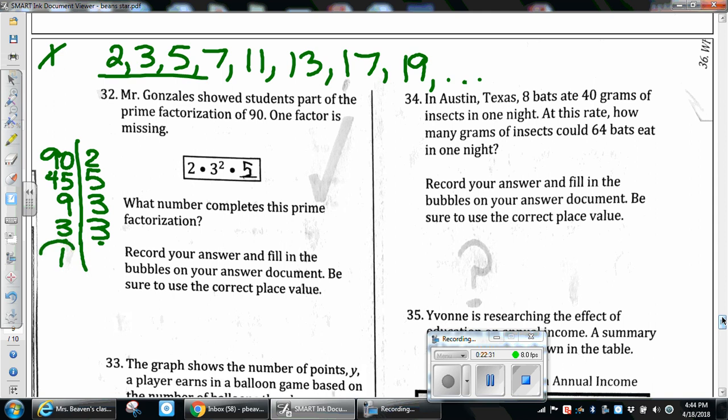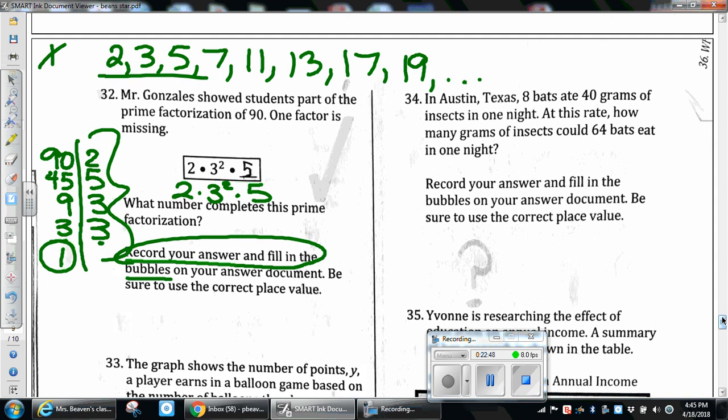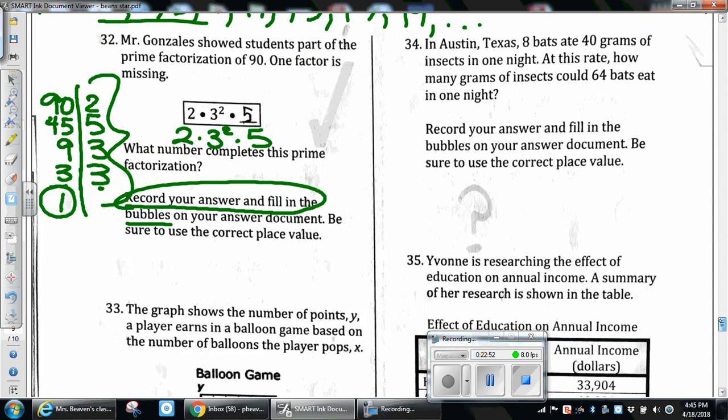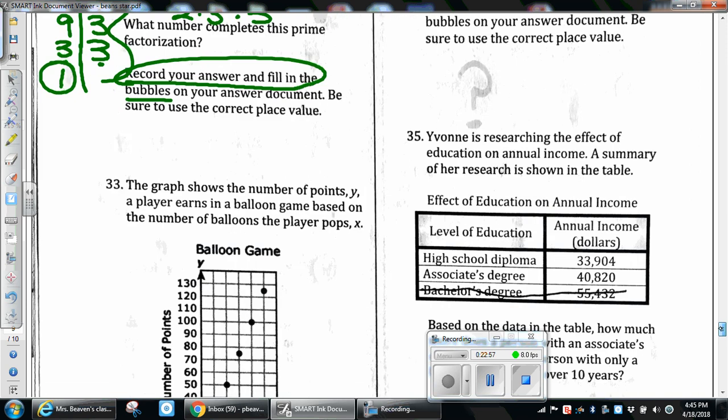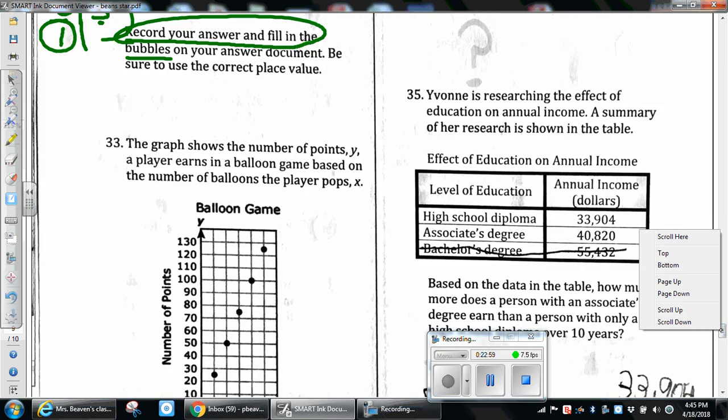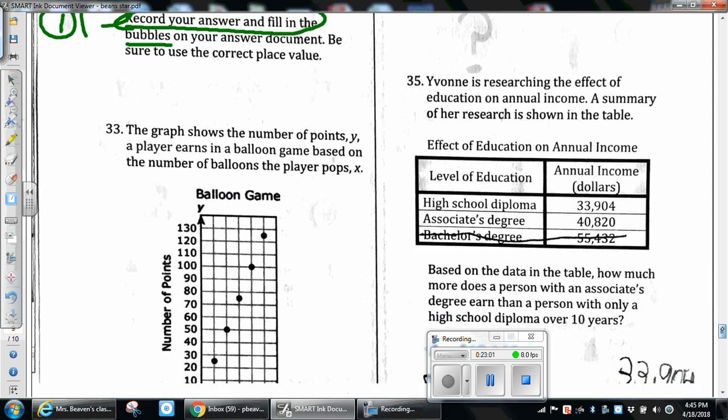Now once I reach that 1, I know that I'm done doing the prime factorization. So now here, since 3 is repeating, that's why we have the 3 squared times 5. So you got that one right. Good job. So the number that was missing was 5. Make sure you record your answer and fill in the bubbles correctly on the answer document. Sometimes those questions might seem a little annoying or tedious, but they're not that hard. And they could be worth more points. So don't skip them. Let's go to 33.